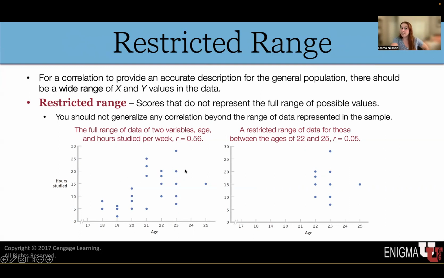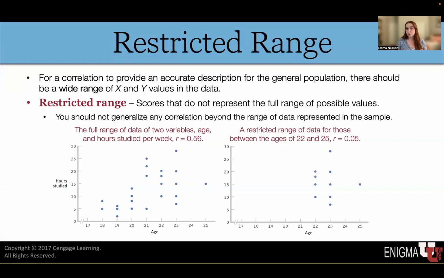Sometimes, as we can see here, we have the full data set, and we find that there's an R of 0.5, which is a moderate positive correlation. However, when we just take a restricted range from the ages of 22 to 25, we see that now our R value drops all the way down to 0.05, which is almost no relationship there. So sometimes taking a range can hide that there's actually a correlation there.